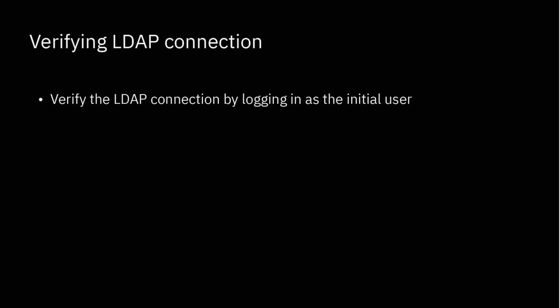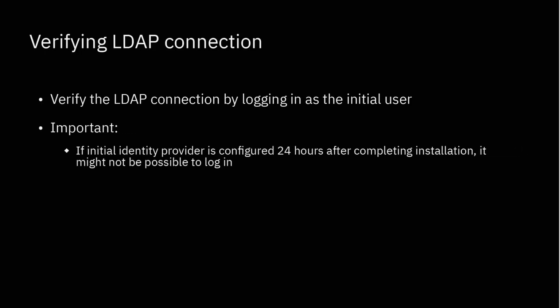Now that SAML and SSO are configured, the next step is to verify the LDAP connection as the initial identity provider by logging in as the initial user. Keep in mind, though, that if the initial identity provider is configured 24 hours or more after completing Cloud Pak for Security installation, it might not be possible to log in and an error message might be received. You can configure an initial identity provider 24 hours or more after installation, but you must restart the entitlement service before logging in.